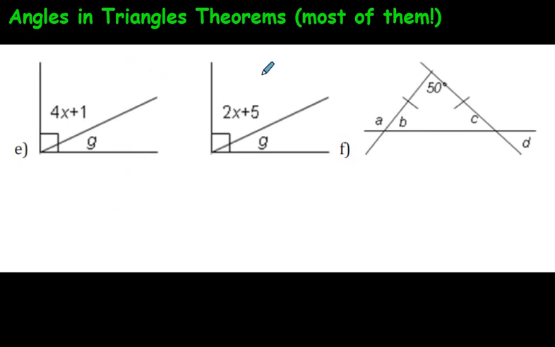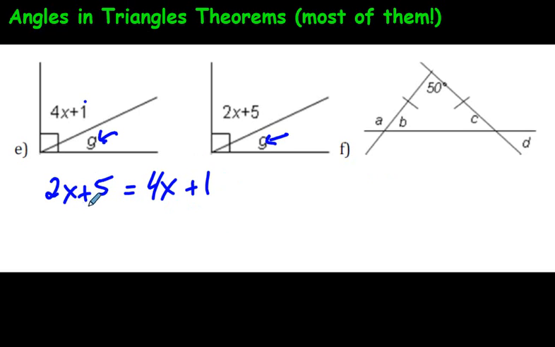Here we have two pictures, and it's trying to get us to figure out what x is. It says 4x plus 1 plus g would make 90 degrees, and this one's 2x plus 5 plus g also makes 90 degrees. Well, if g is the same, it must be, that means these two have to be identical too. That means 2x plus 5, I just wrote that down from here, should equal 4x plus 1.